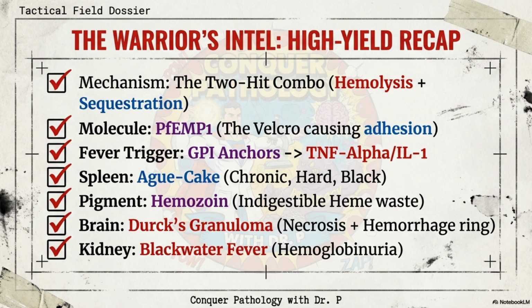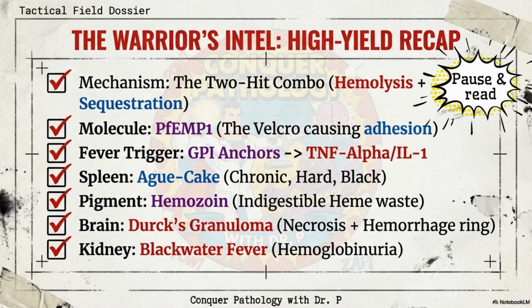Let's recap. Mechanism: the two-hit combo, hemolysis plus sequestration. Molecule is PfEMP1, the velcro of RBCs. Fever trigger are GPI anchors releasing TNF alpha. Spleen looks like ague cake, chronic, hard and black. Pigment is hemozoin. Brain gets Dürck's granuloma and kidney gets black water fever.